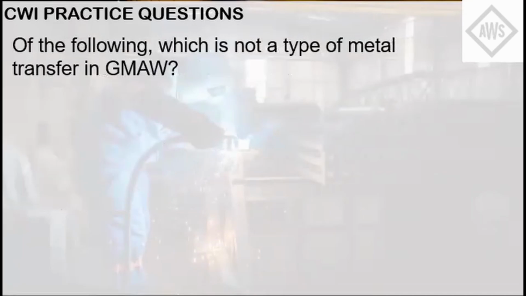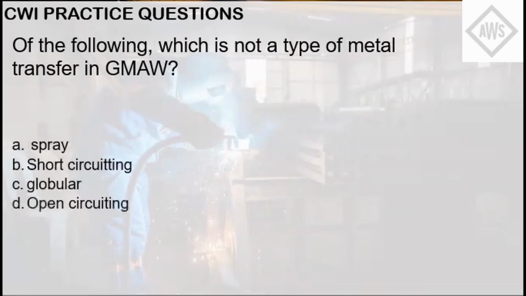Next question. Of the following, which is not a type of metal transfer in GMAW? A. Spray, B. Short circuiting, C. Globular, D. Open circuiting. So for spray, we have two types, pulse spray and conventional. Short circuiting is the lowest heat input amongst all the modes of metal transfer for GMAW. C. Globular features the droplets of the metal transfer for GMAW. And that leaves us with open circuiting, which is not a type of metal transfer in GMAW.